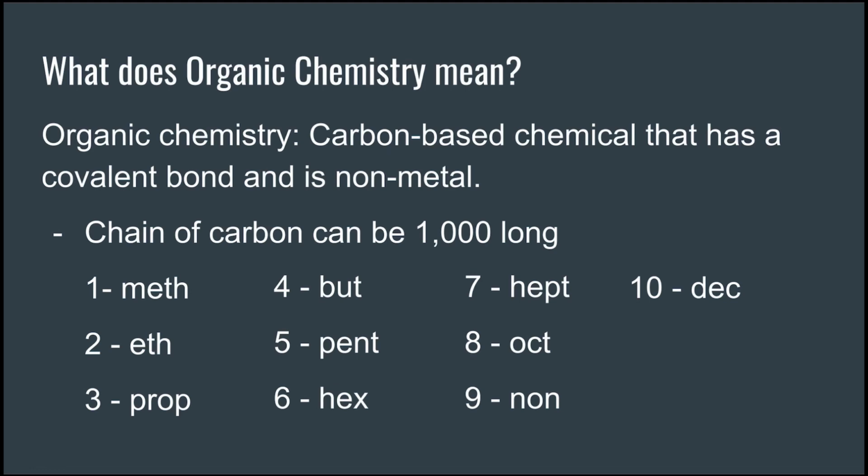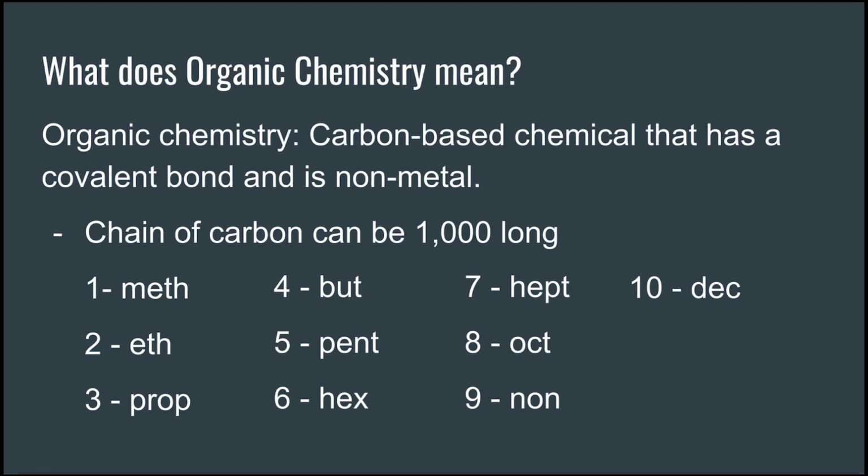The basis of organic chemistry is a chain of carbons that can reach up to 1,000 of them long. But we are going to be focusing on the first 10 today. That includes 1 carbon chain being meth, 2 carbon chain eth, 3 prop, 4 but, 5 pent, 6 hex, 7 hept, 8 oct, 9 non, and finally 10 dec. These are just the basic roots of each type of carbon.